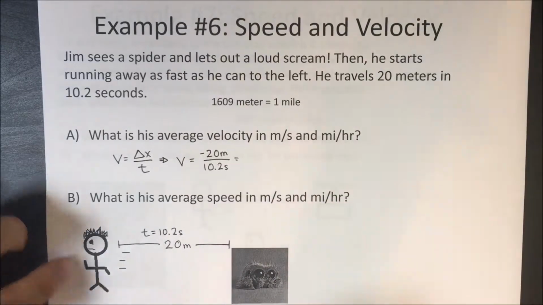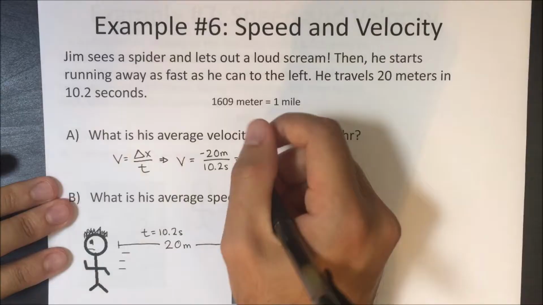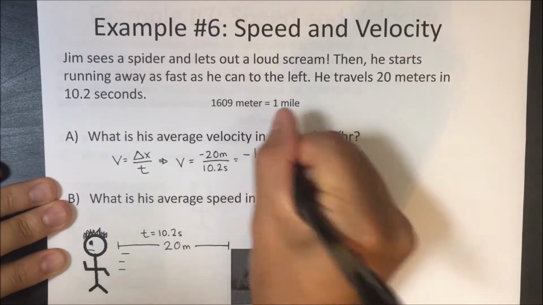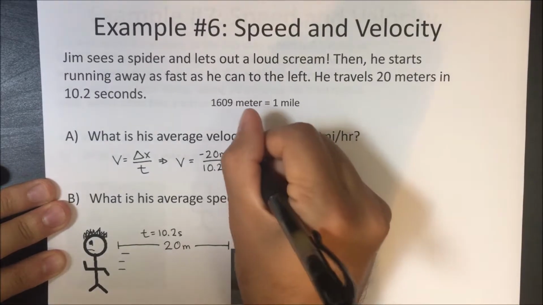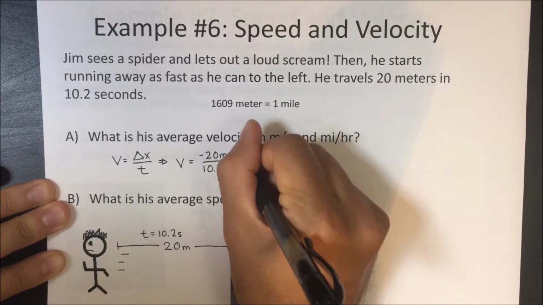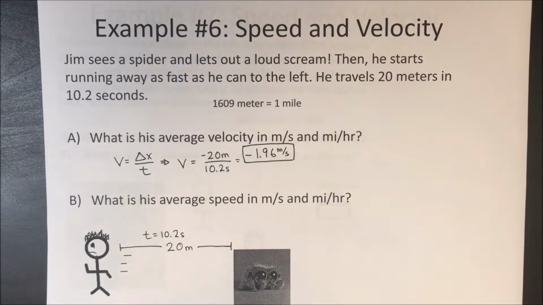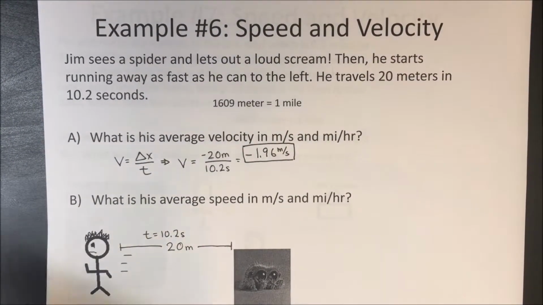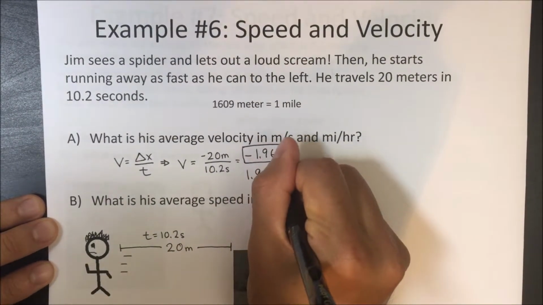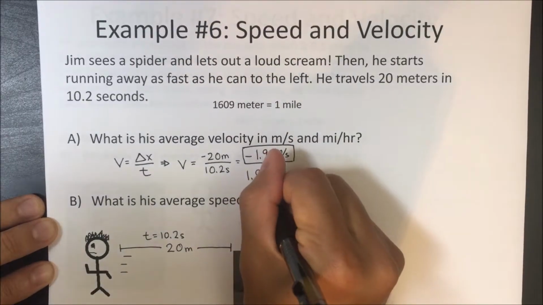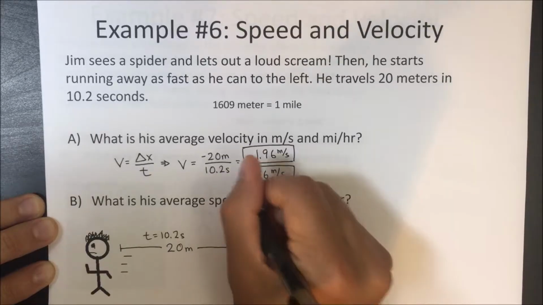And then what we get is his velocity is equal to negative 1.96 meters per second. Or, if you want to put the direction, because the negative implies the direction, you can put 1.96 meters per second left. Okay, so any of these two are acceptable for the velocity.